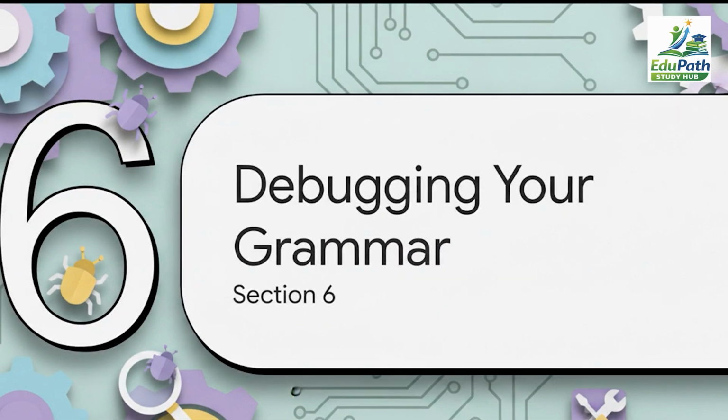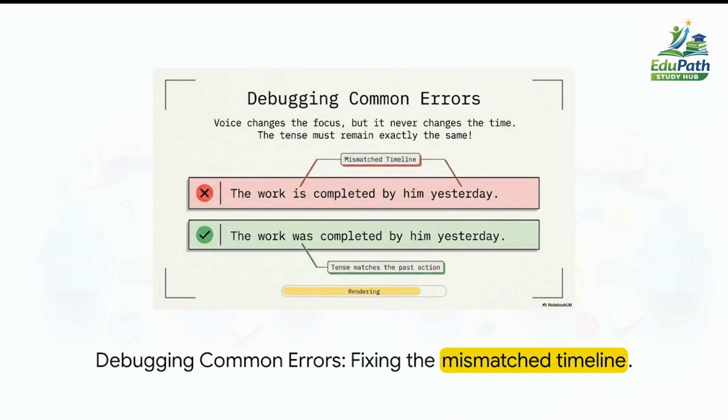Finally, Section 6, debugging your grammar. We've entered the final phase of post-production. Now it's time to troubleshoot the single most common rendering error writers make, the mismatched timeline bug. You have to remember this. Changing the camera focus, going from active to passive, never, ever changes the actual time the event happened. Voice changes focus, not time.